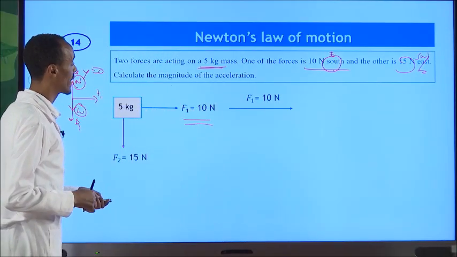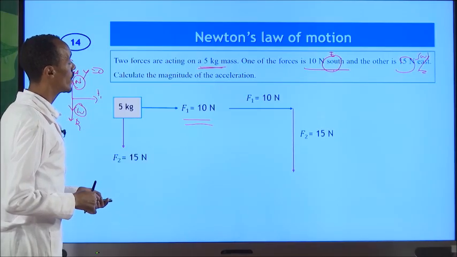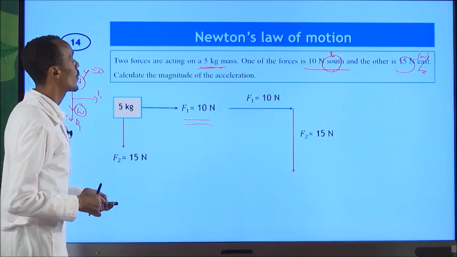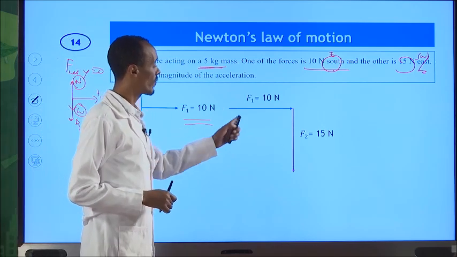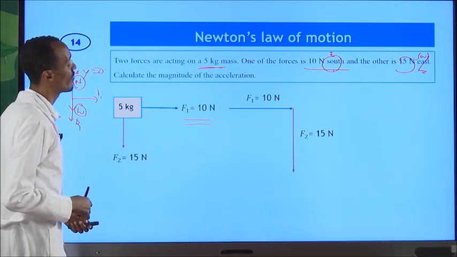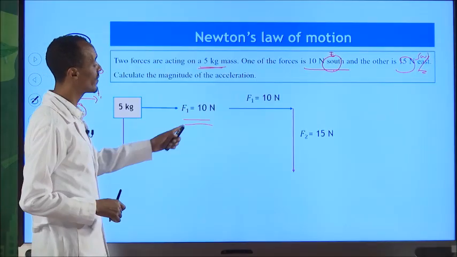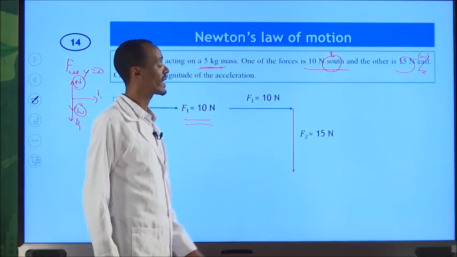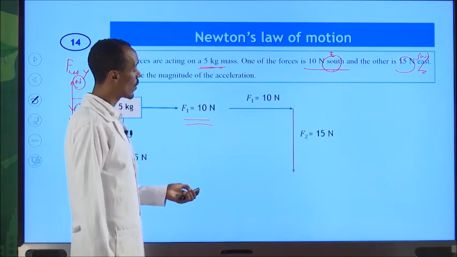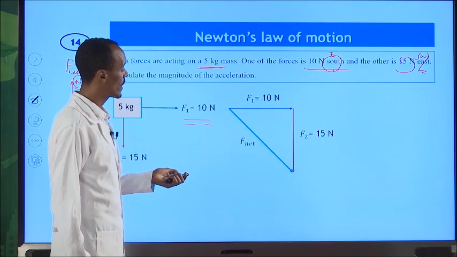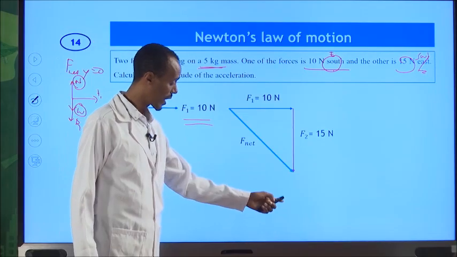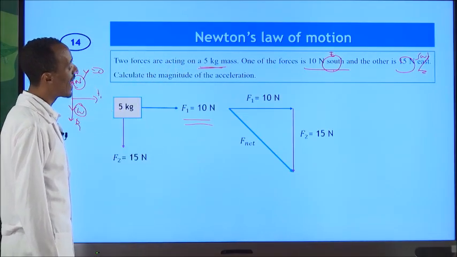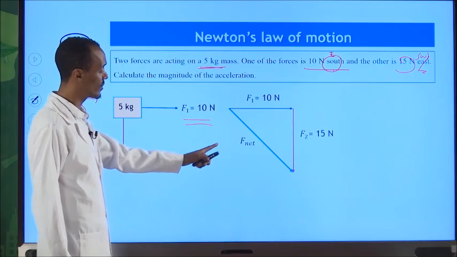Let's find the net force. When we want to calculate the net force for these two, we have to use the principle of vector addition, and the two vectors should be joined in such a way. This is F1 and this is F2. The magnitude or the resultant of the force is what we call the diagonal of the triangle. So how can we find the magnitude of this net force?